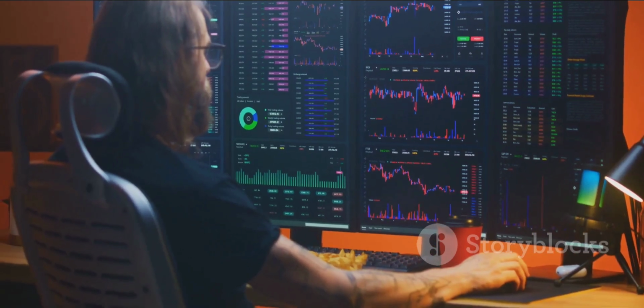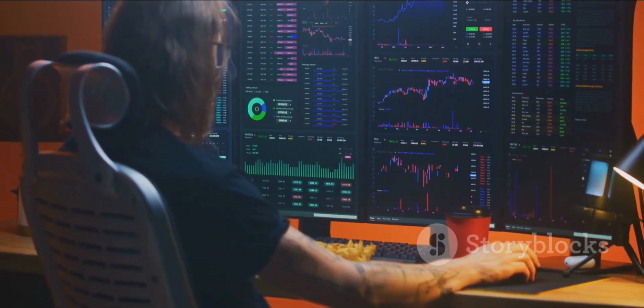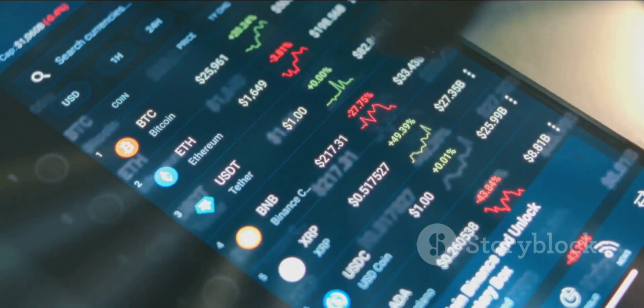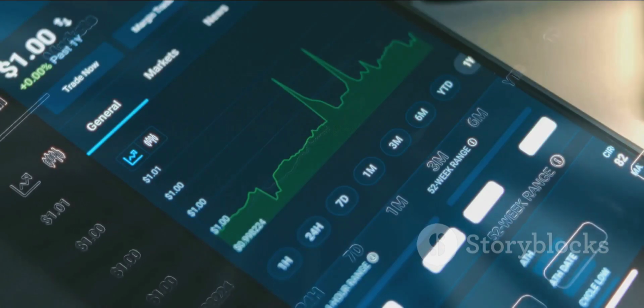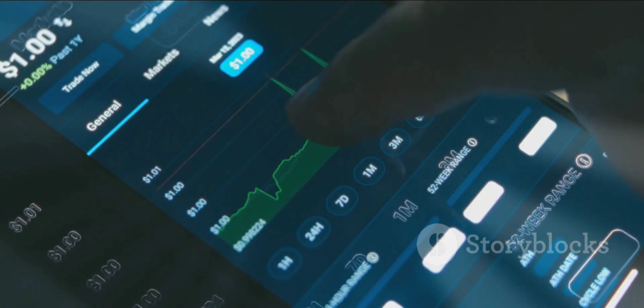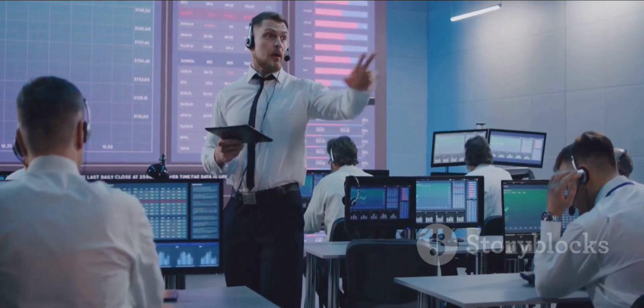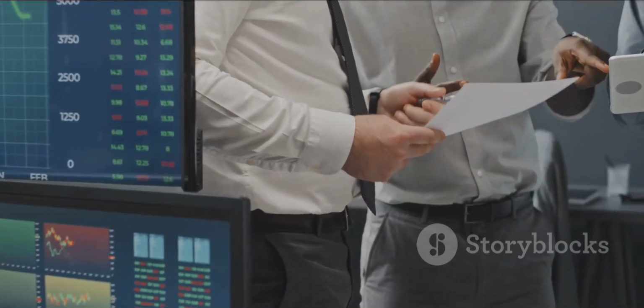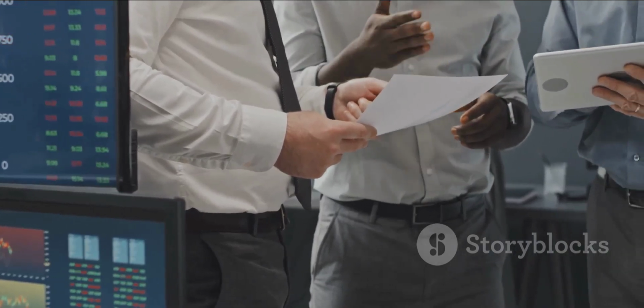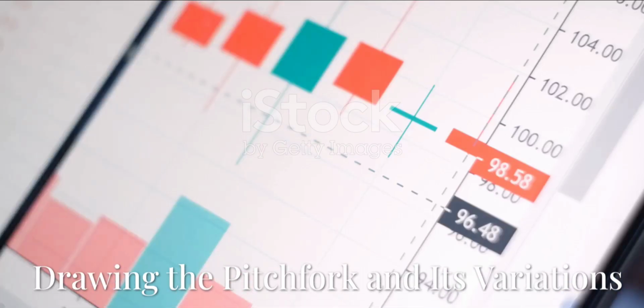The pitchfork is especially helpful because it works on different time frames. This means traders can use it on charts that show price changes over minutes, hours, days, or even weeks. This flexibility makes it a versatile tool for traders of all levels. Whether you're a beginner or experienced, the pitchfork can be a valuable addition to your trading toolbox.